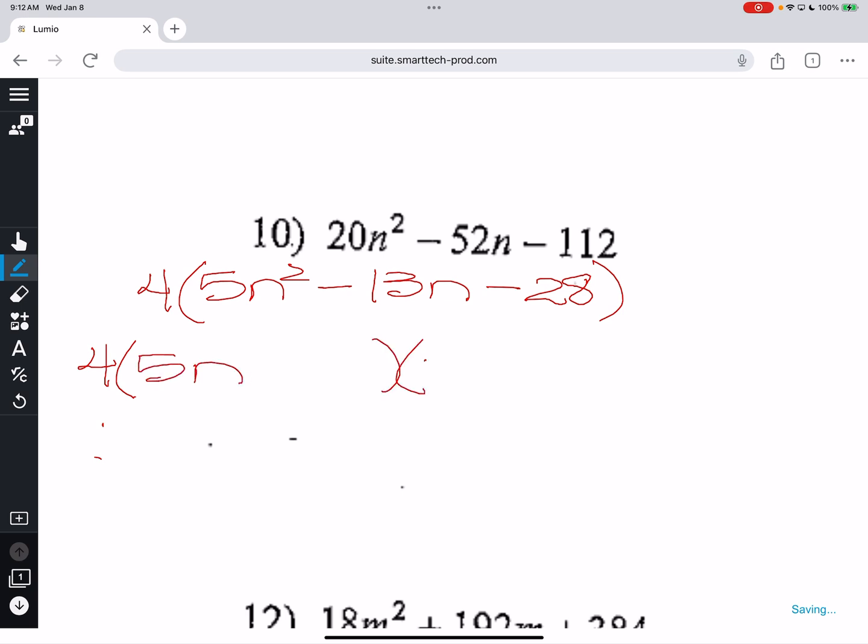We don't know the setup of our signs yet, but we know we have to subtract. So 28: 1 times 28, 2 times 14. 3 doesn't go. 4 times 7, 5 and 6, and then 7. So then you need to do the outer and inner to subtract to get 13. 5 times.